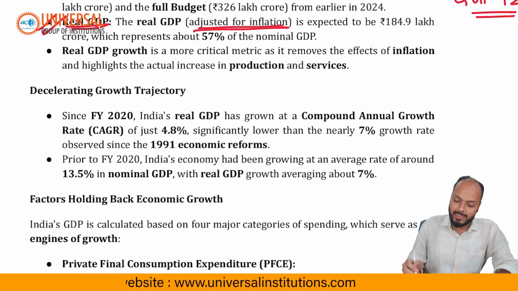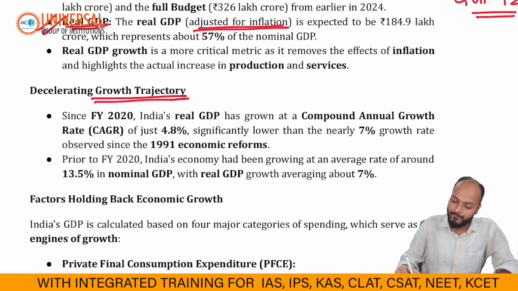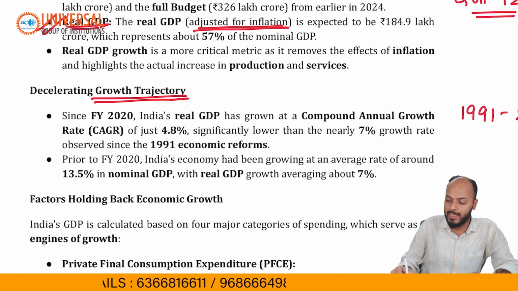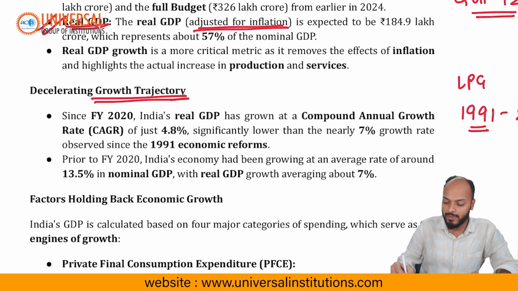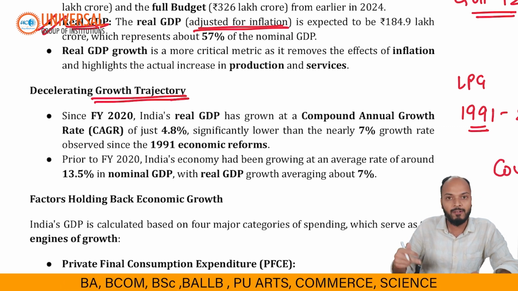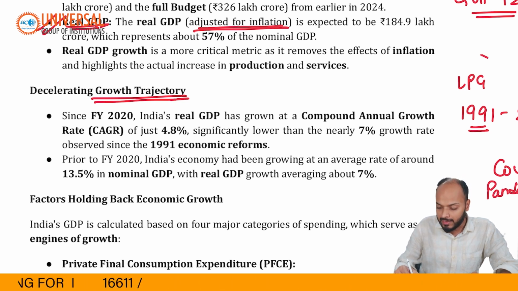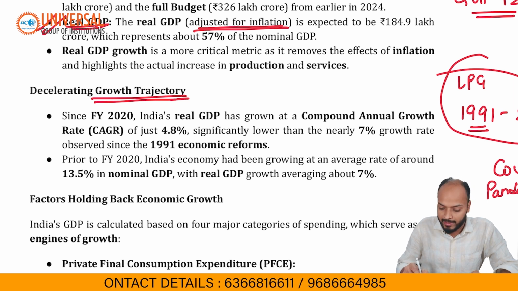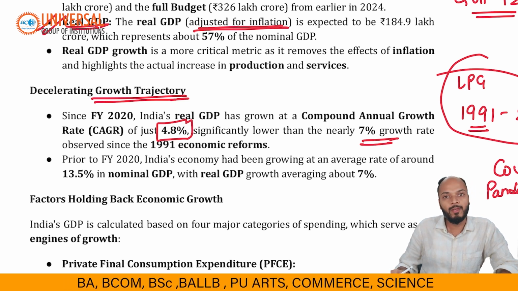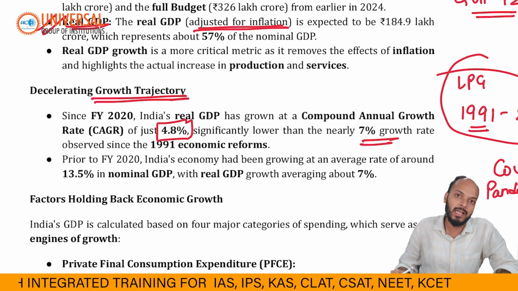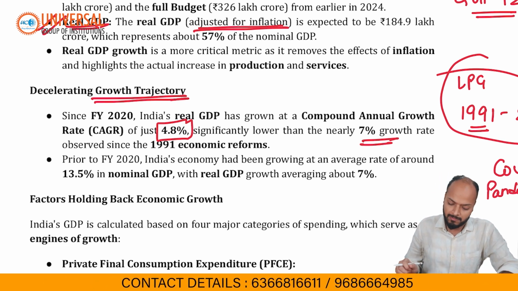Now let's discuss why we are saying that our GDP growth trajectory is decelerating. If we take 1991 till 2019, 1991 was the year when the LPG reforms were brought, and 2020 was the year when the COVID pandemic came. In this period our compounded annual growth rate was 7%, but after COVID it has reduced to only 4.8%. It is a sharp decline, a very big decline, and hence economists are concerned about India's future.